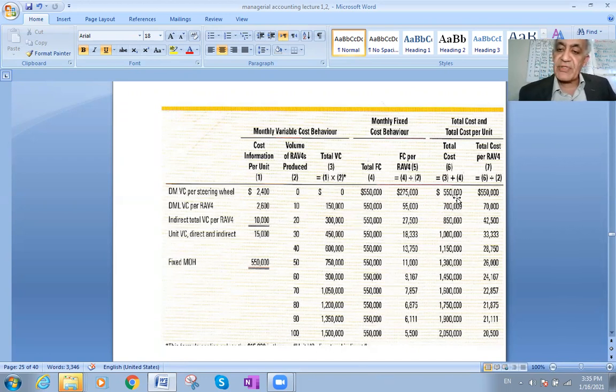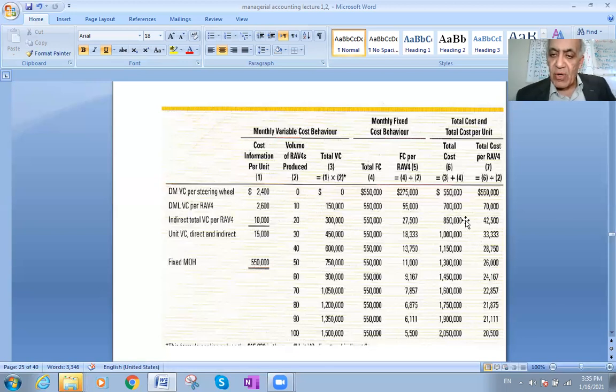So the first one will be 550,000 divided by the number of production. Here I said all the costs divided by the number of the production, then I will carry it on. Let's take 700,000, all the costs, divided by the number of units produced, which is 10. Then it will give me 70,000. Let's go to the next one.